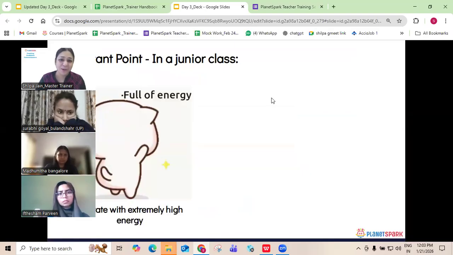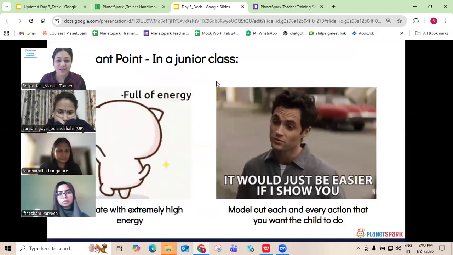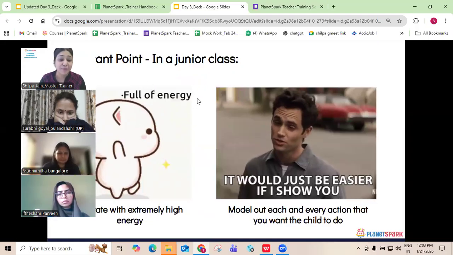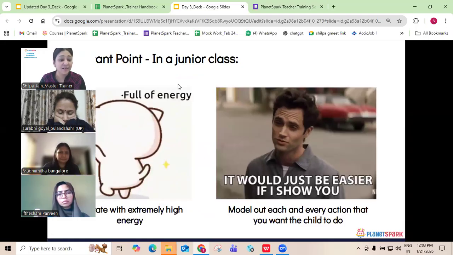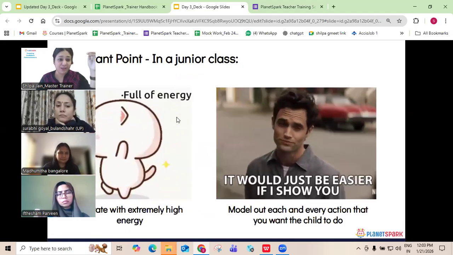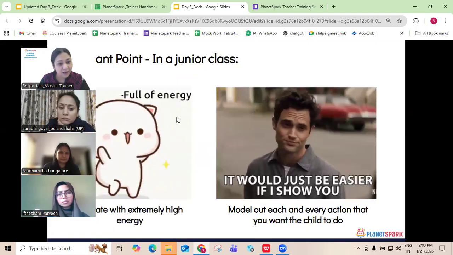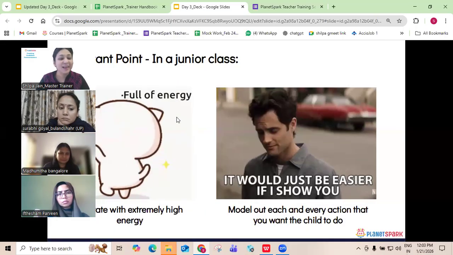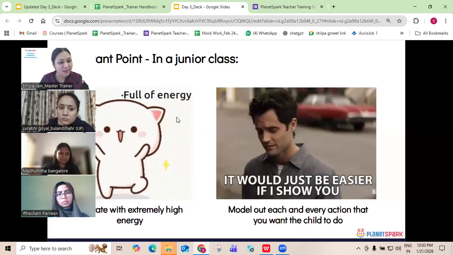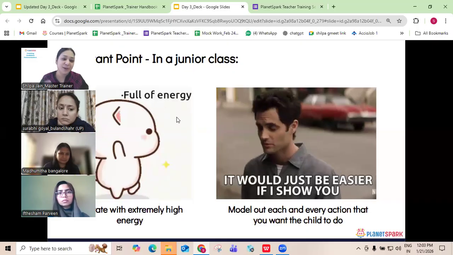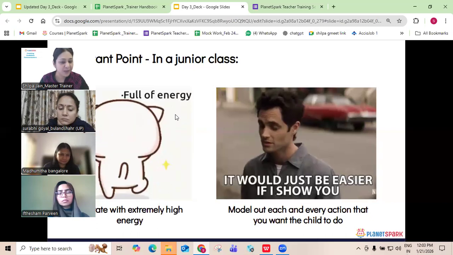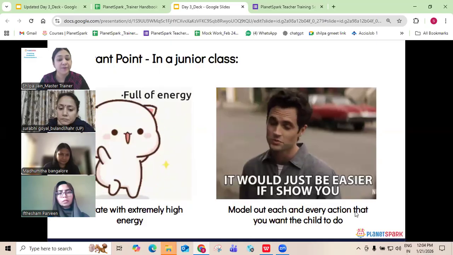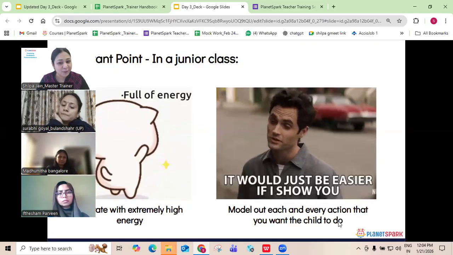The important point, when you are dealing with a junior class, 2 things are very important. You have to be full of energy. Your energy level has to be top notch there. If you are dull, your learner would also give the responses in a dull manner. But if you use the right body language and voice modulation, your learner is going to use the same energy. So please operate with full energy and model out each and every action that you want your child to do.